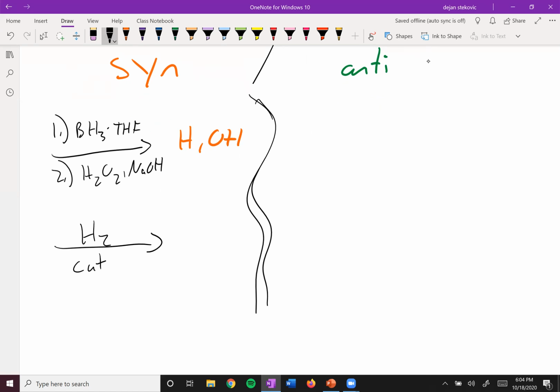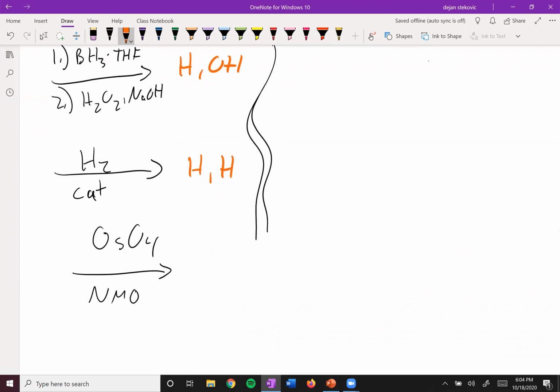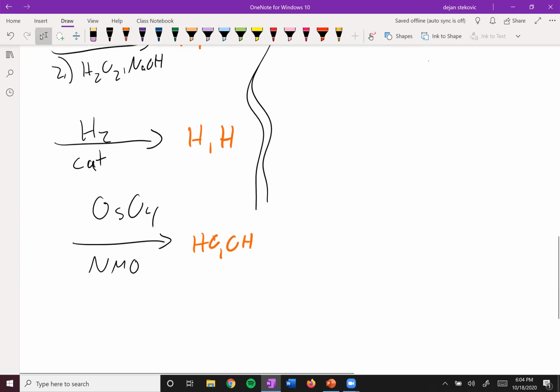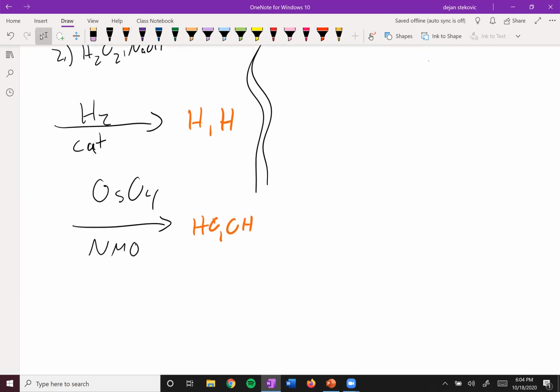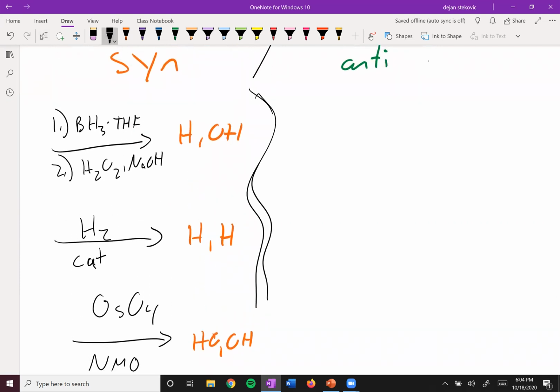We had the H2 with a catalyst, our hydrogenation. This adds H and H syn with one another. And then we had our syn dihydroxylation, adding 2 OHs with our osmium tetraoxide and NMO, or you could use the permanganate base in cold conditions.